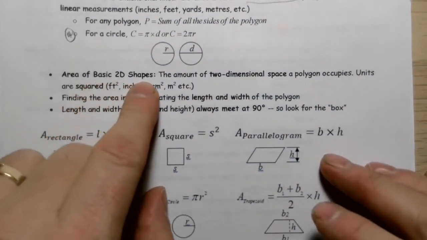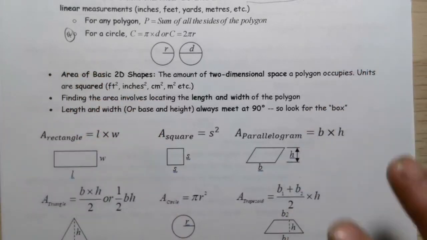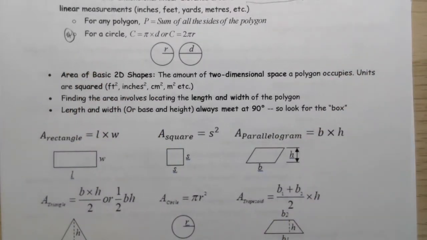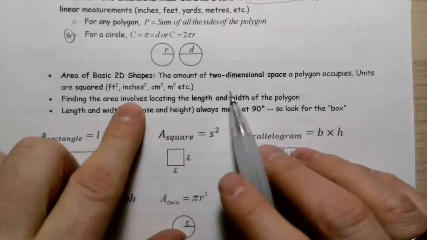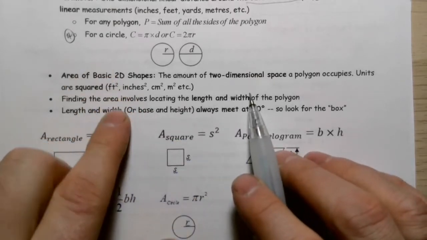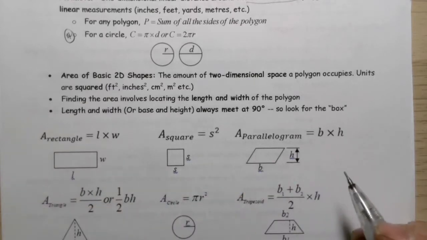Another thing we want to look at here is the area. How much two-dimensional space does it cover? So if you were thinking about putting flooring in your house or in a room, the amount of flooring you need is the area of the floor. And we're going to measure that in our linear units squared. So finding the area involves locating the length and width of the polygon.